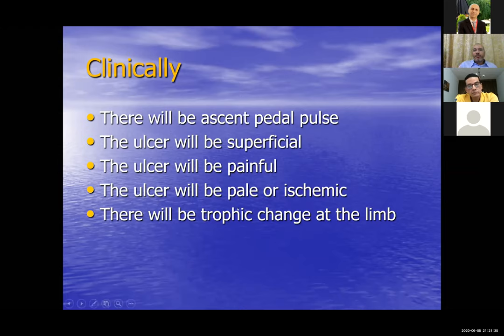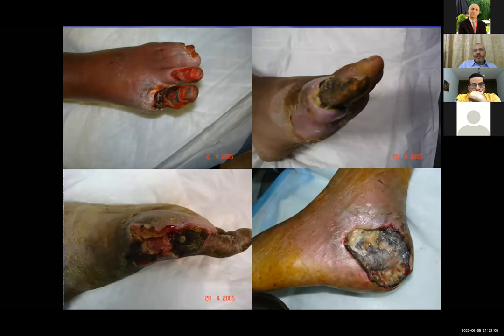And there will be atrophic change in the limb in the form of brittle nails, loss of subcutaneous tissue, and loss of hair, the atrophic change of chronic ischemia of the limb. There will also be a history of claudication pain or rest pain. The diabetic ischemic foot, we call it critical lower limb ischemia, because if the patient with ischemia has a diabetic foot ulcer, it's a critical limb. If you can't manage it properly and early, this patient is more liable to major amputation. So we have to manage it properly and early.